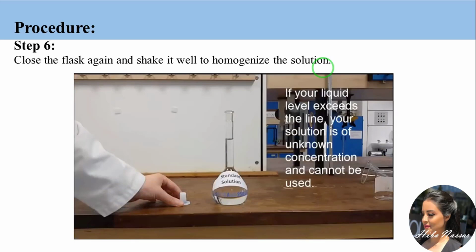And finally, step number 6. Close the flask again and shake it well to homogenize the solution. If your liquid level exceeds the line mark, your solution is of unknown concentration and cannot be used.